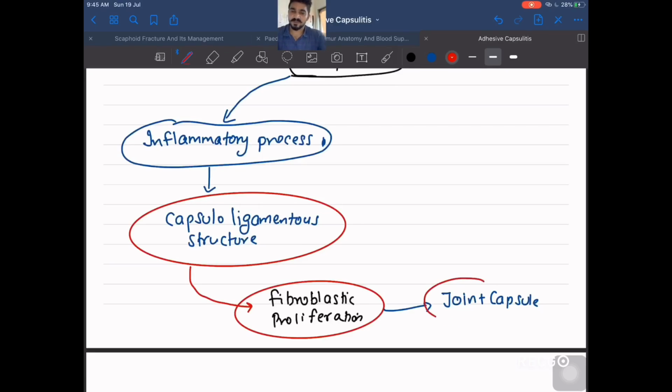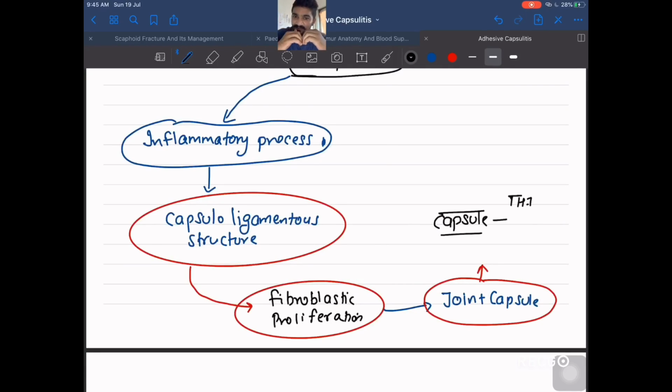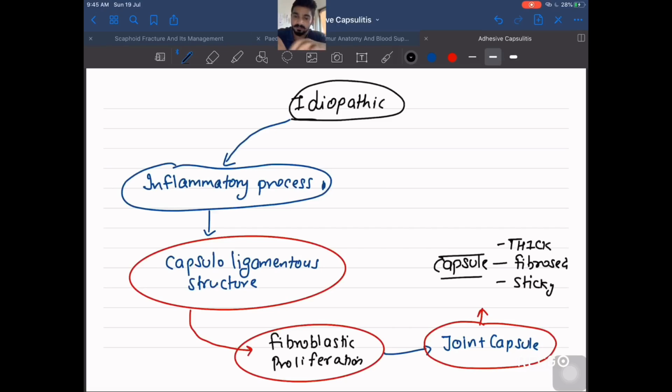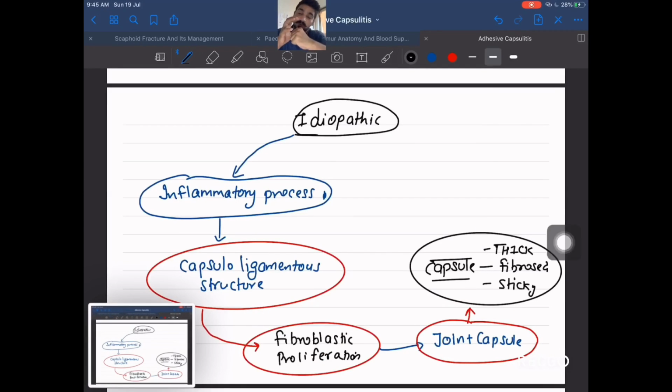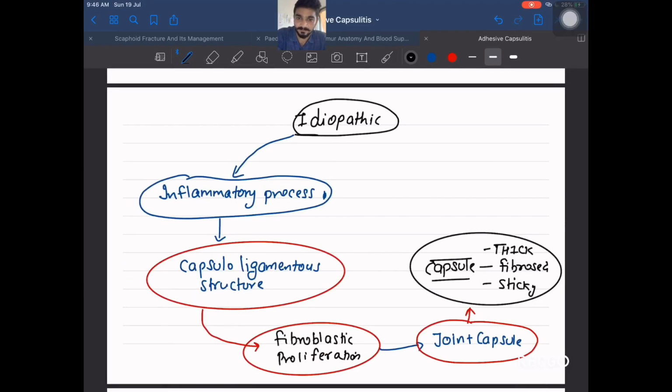Because of that proliferation, the joint capsule will become thick, sticky, and fibrous. Because of that thickening, what will happen? It will fall on itself. Because of that falling, what will happen? It is sticky there. It will infold on itself. It will adhere to its surrounding structures and on itself also. Plus, it also adheres to the humeral head as well. So what will happen? This ultimately will create a mechanical lock to the motion of the shoulder joint. So that is what is happening.